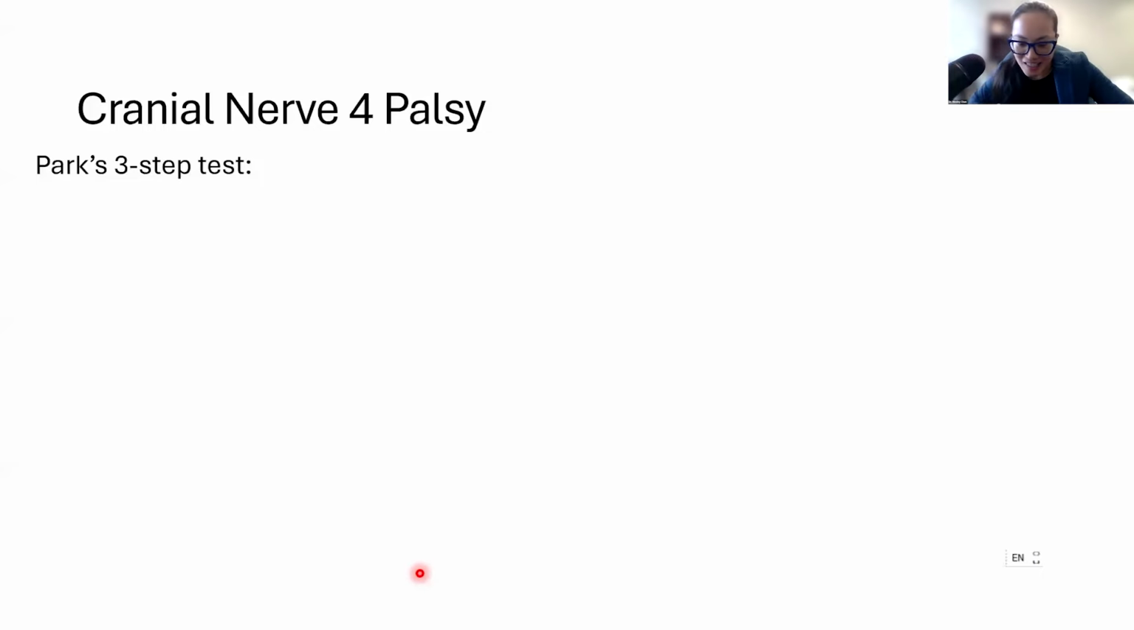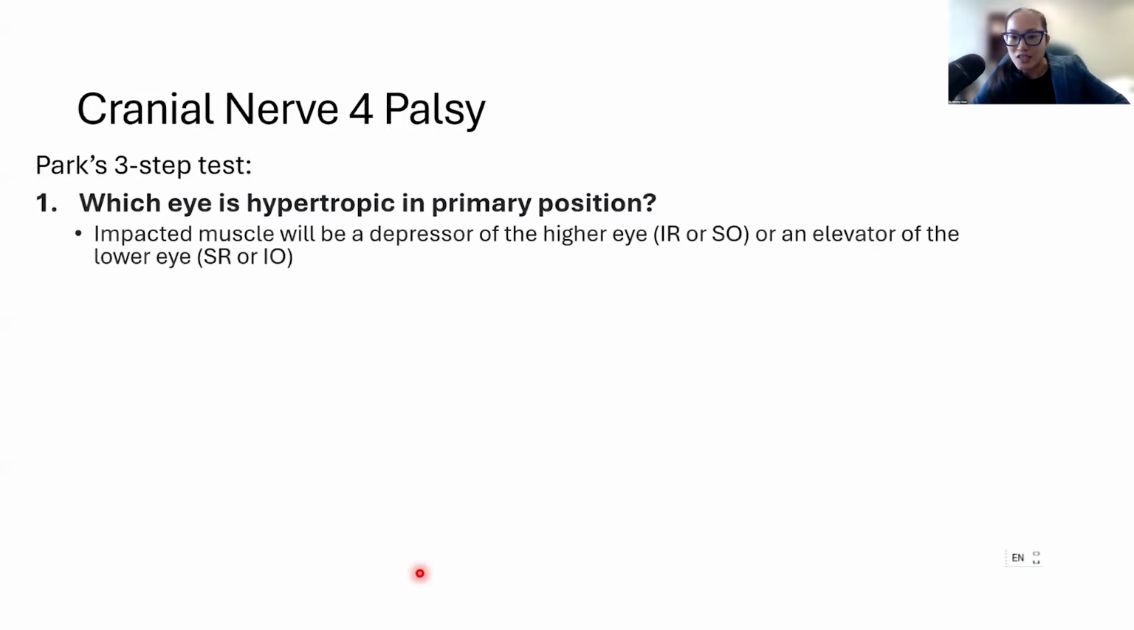Cranial nerve 4 palsy. It's always the tough one with the Parkes 3-step test. So this is to review, how do you find a cranial nerve 4 palsy using Parkes 3-step test? Like I said, if there's a cranial nerve 4 palsy, usually it causes the eye to be higher, right? So the first step is, which eye is the higher one in primary position, okay? The impacted muscle will either be the depressor of the higher eye or the elevator of the lower eye. So in your diagram, those are the things that you circle. I will get to that in a second.